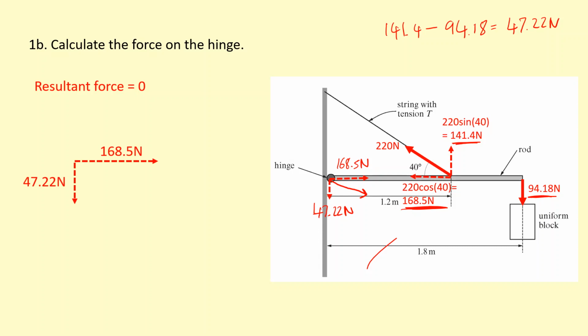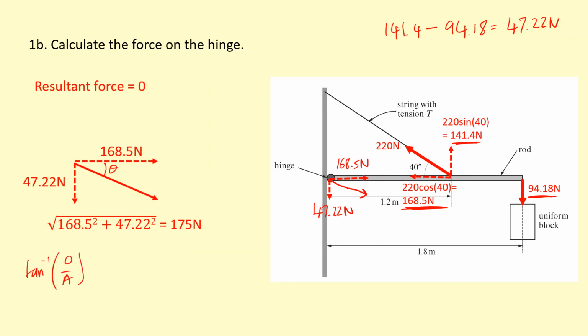To calculate the magnitude of that, I can use trigonometry, and then also I know that if I define this as theta here, I can use tan inverse of opposite over adjacent to figure out the angle theta. If I do that, I get an angle of 15.7 degrees.